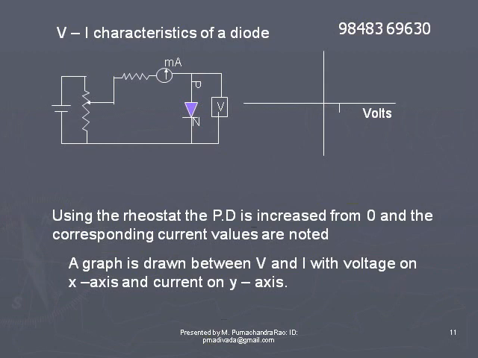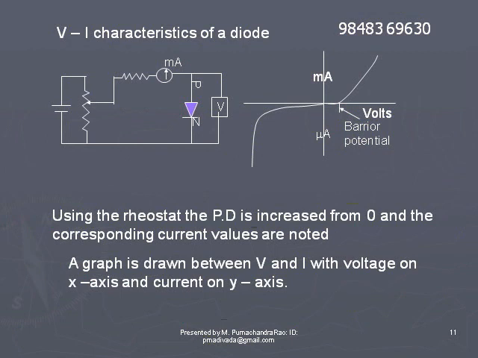The voltage will be plotted in volts on the x-axis. There will be both positive potential and negative potential. Positive potential indicates forward bias voltage and negative potential indicates reverse bias voltage. Along the positive direction of the y-axis, the current will be taken in milliamperes, whereas along the negative direction of the y-axis, the current will be taken in microamperes, because in reverse bias the current will be in microamperes.